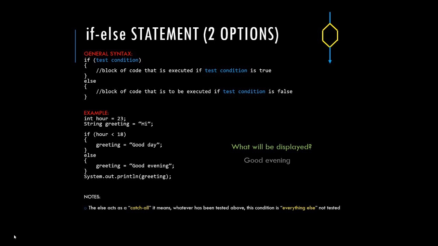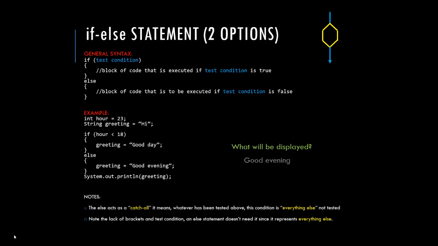Some notes. The else acts as a catch-all. Whatever has been tested above, this condition is everything else that's not actually tested. So hour less than 18 is tested and it's proved to be false, but every other possibility will fall under the else, which in this case just means greater than 18, but that's the idea. For it being a catch-all, it catches everything else that is not actually being tested in our first statement.